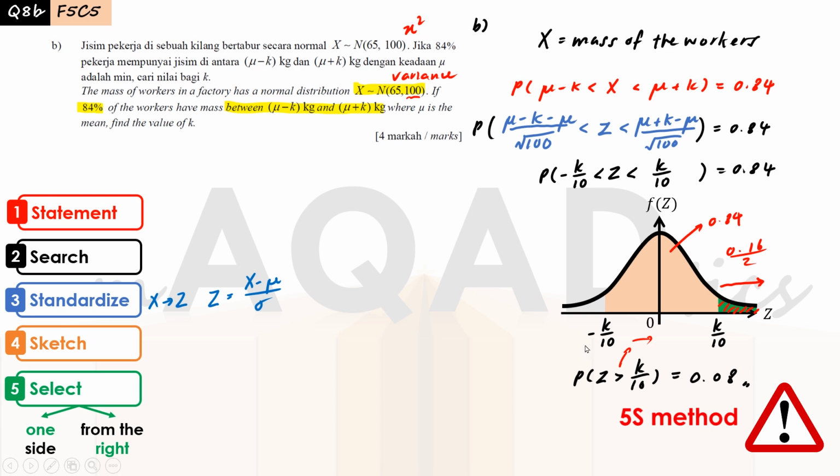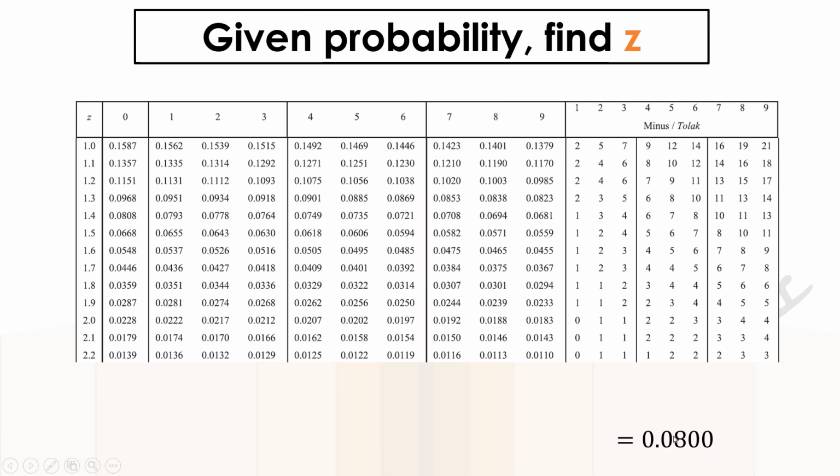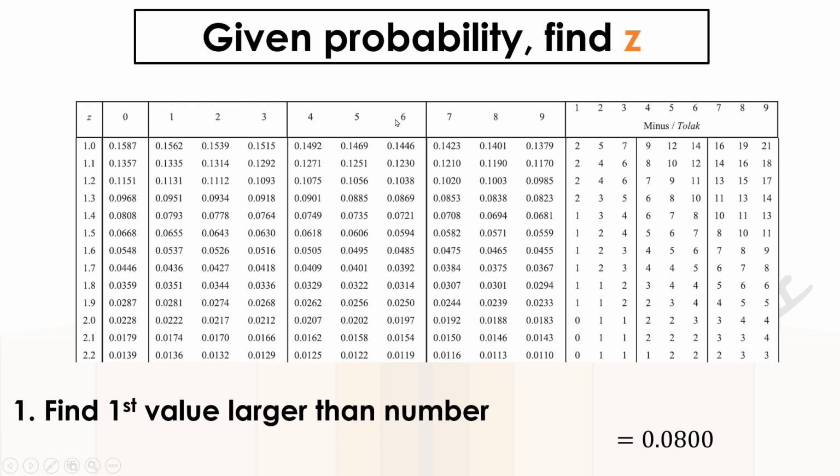Alright, so now we can go to the probability distribution table to find the value of z. The probability is 0.08, so the first step is to find the first value which is larger than this number. Okay, so 0.08 is this one. As you can see, the next number is less than this number already, so we are going to use this number. The next step is to find the difference between these two, which is actually 8. So we go to this column to find the value of 8 and use this row. The value of 8 is here.